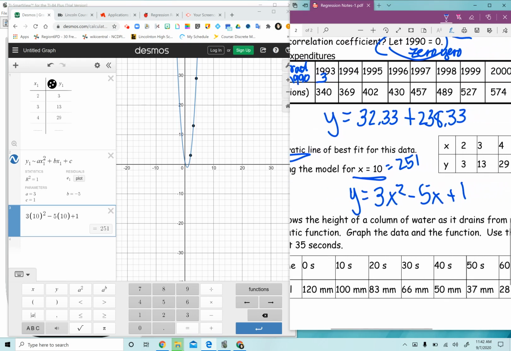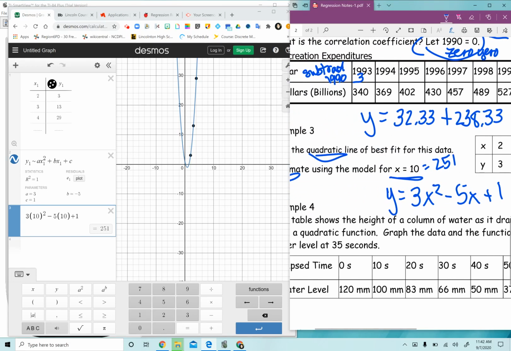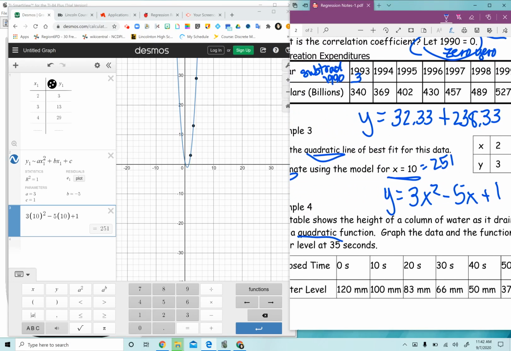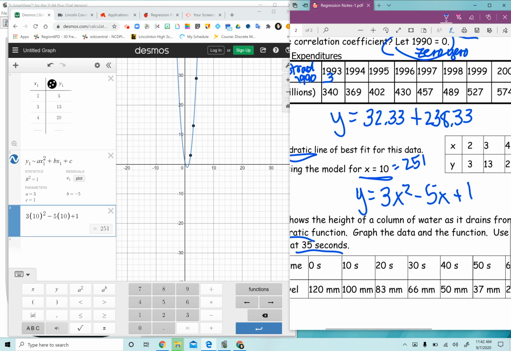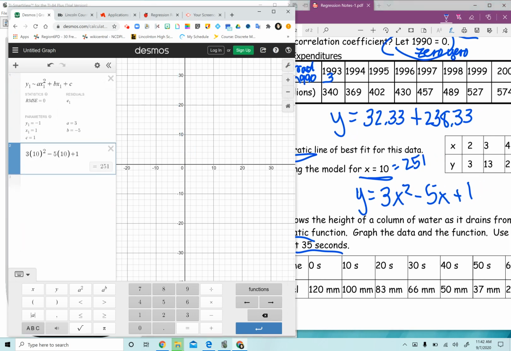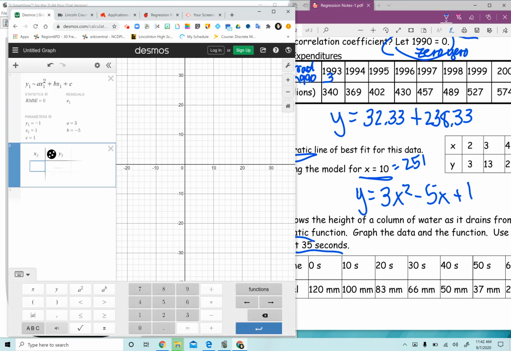the table shows the height of the water as it drains from the container. Model the data as a quadratic function. So we know this is quadratic. Graph the data and use the model so we're estimating for 35. So we'll put these in over here. I'm going to leave that up there, plus a table.